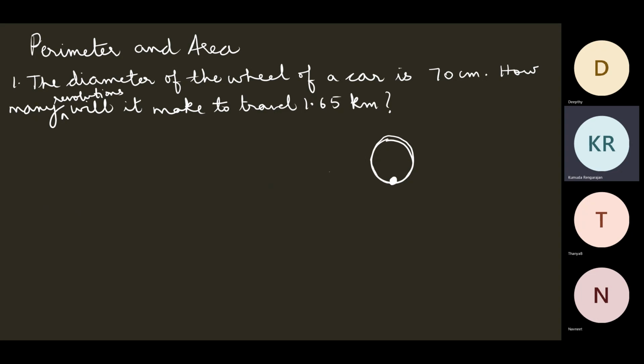Now this point is in contact with the ground. When you make it roll, this point will move up, and then it will again come back to touch the ground. That is one complete revolution. That distance is nothing but the circumference of the circle.